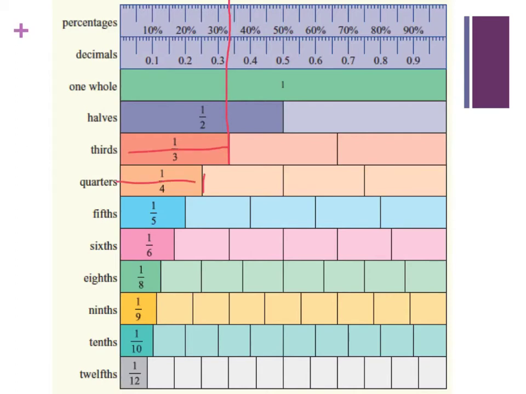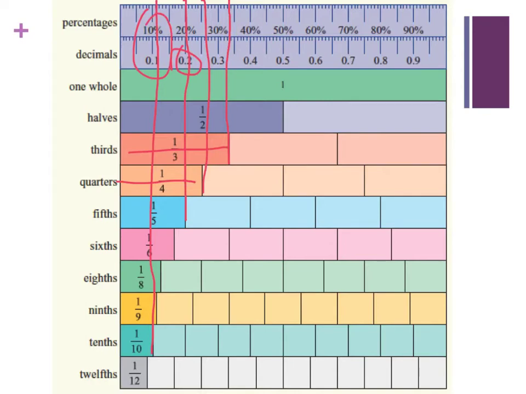That's a quarter, I go up 25%. This one's a fifth, I go up 20% or 0.2. Okay, all the way down to a tenth. Now, a tenth is the same as 0.1 or 10%.